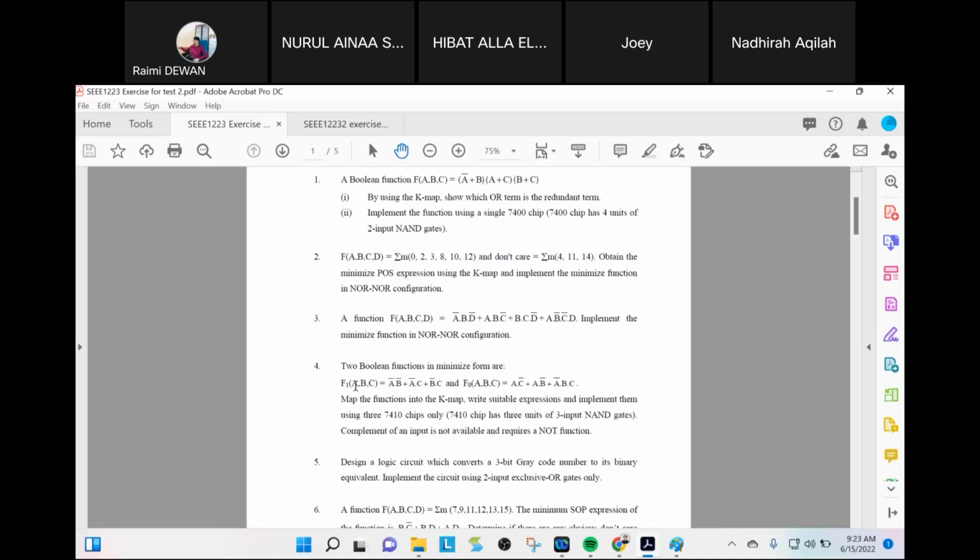Because if you see A, B, C, this is three variable. However, one of these literals doesn't have B, and this one doesn't have C. So this one is in minimized form, but it is not a POS or SOP, because for POS and SOP we must have all the variables present. Okay, so this one is minimized.